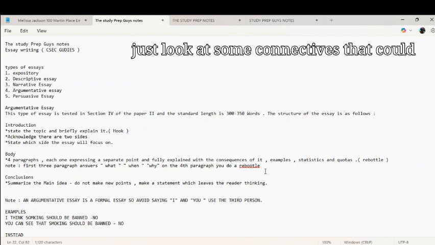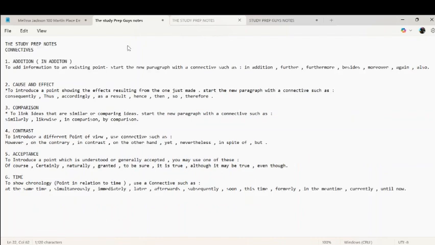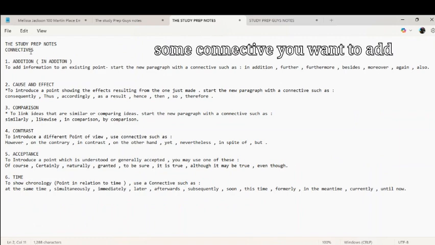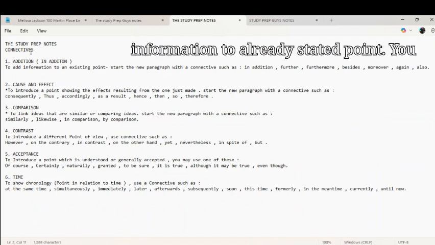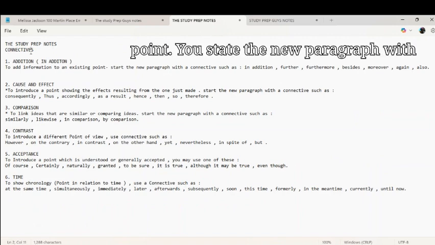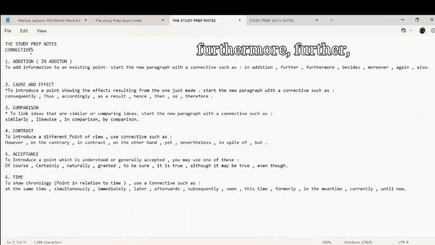So now let us look at some connectives that could be utilized when you're actually writing. If you want to add information to an existing point, you start the new paragraph with a connective such as in addition, furthermore, further, besides, moreover, again, also.